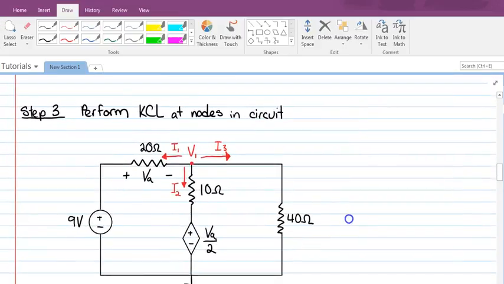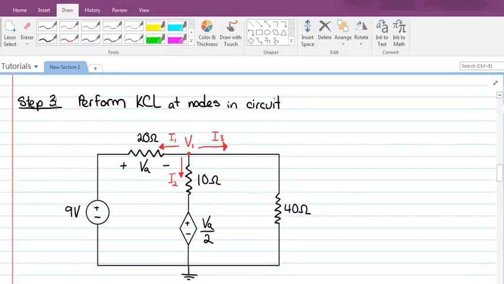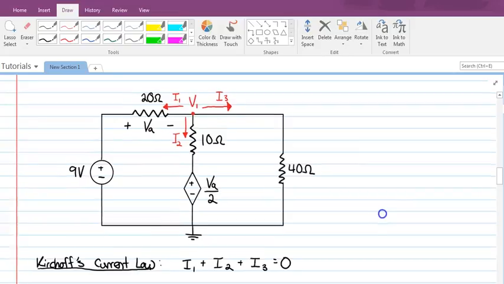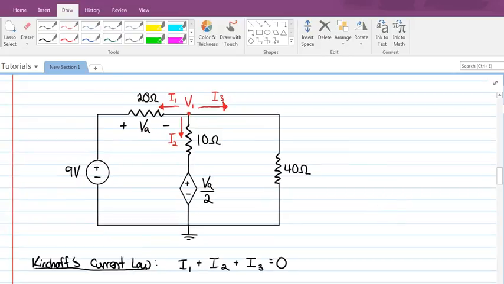So I've gone ahead and drawn currents at that node in the circuit, V1. I've got currents I1, I2, and I3 all going out of the node. And we know that by Kirchhoff's current law, the sum of all outgoing currents at a node must be equal to 0. So that means I1 plus I2 plus I3 must be equal to 0. So now we need to find out what is I1, what is I2, and what is I3.